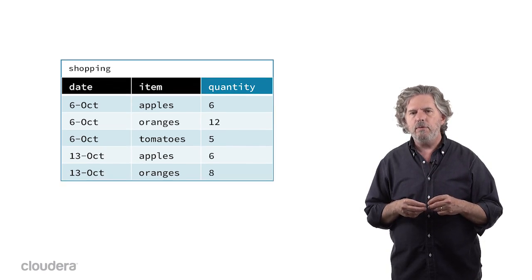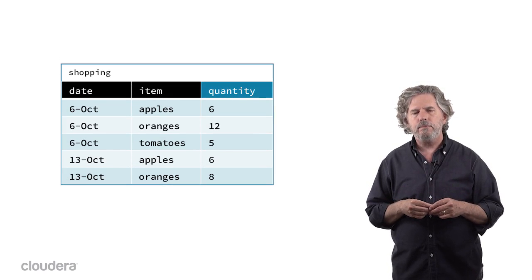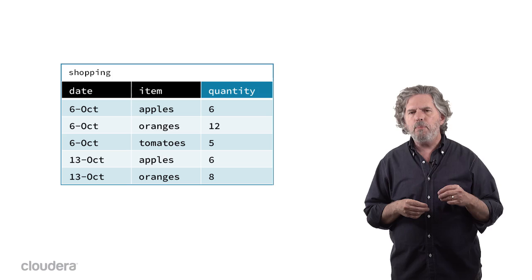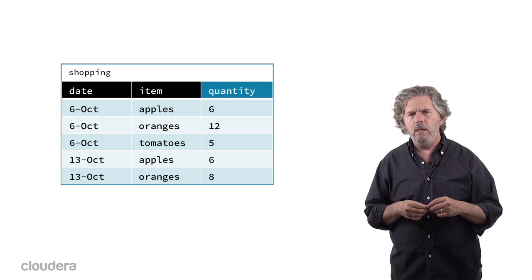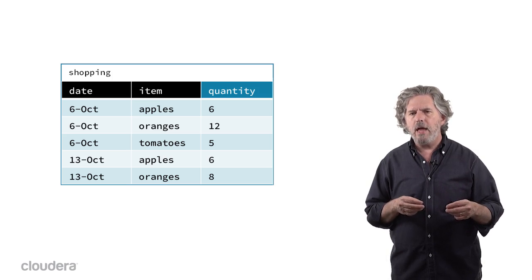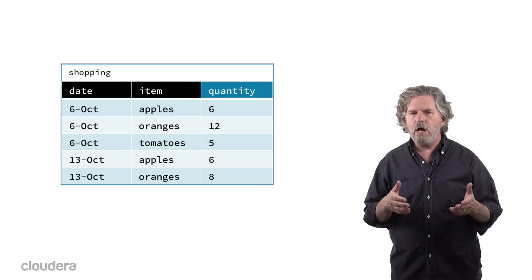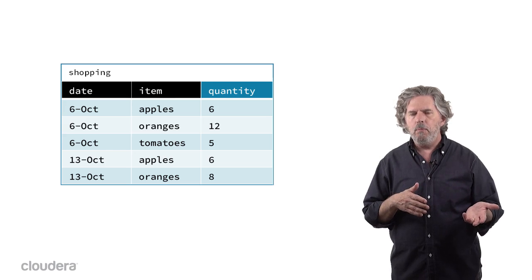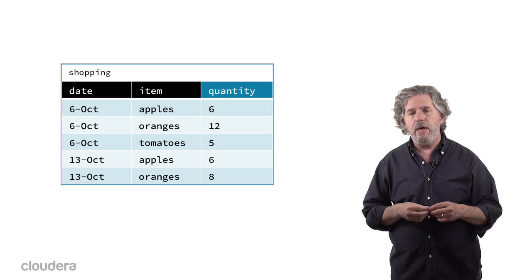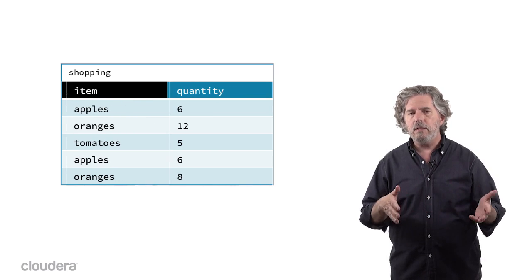Consider this table of shopping items. Here, the primary key is the combination of date and item. You need both to identify a row uniquely. But what if you have these shopping items in a table, but you don't have any date information? Your table may look like this.